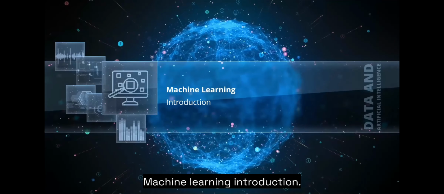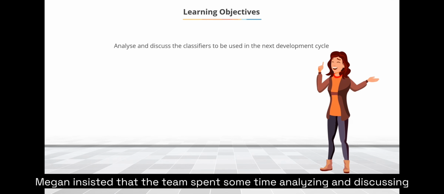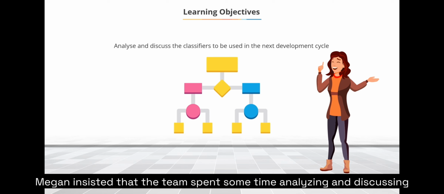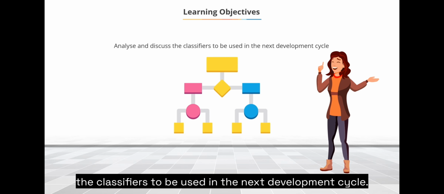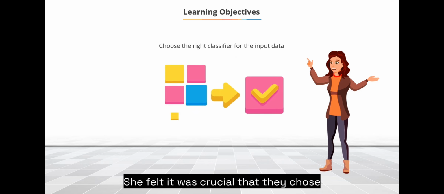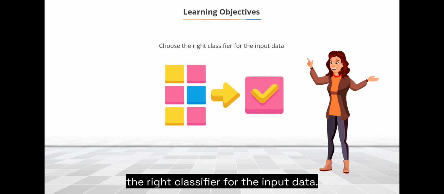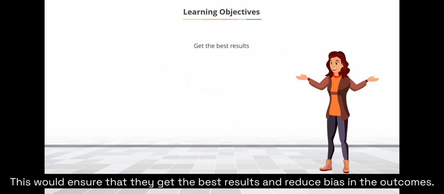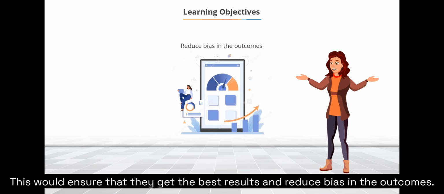Machine Learning Introduction. Megan insisted that the team spend some time analyzing and discussing the classifiers to be used in the next development cycle. She felt it was crucial that they chose the right classifier for the input data. This would ensure that they get the best results and reduce bias in the outcomes.